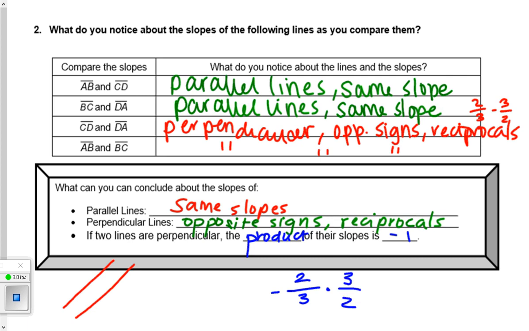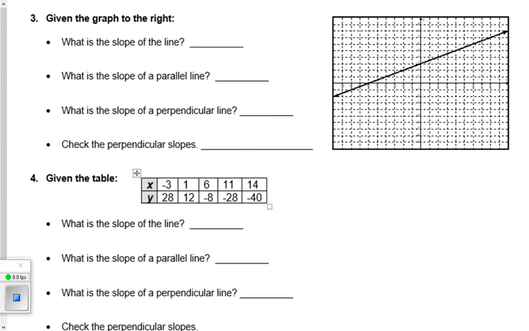There we go. When I multiply this, top times top, straight across, I get 6/6, and one was negative, one was positive. So -6/6. Well, that is -1. Okay? The rest of this thing goes super quick because you're just following that same rule over and over and over. So number 3, what is the slope of the line?